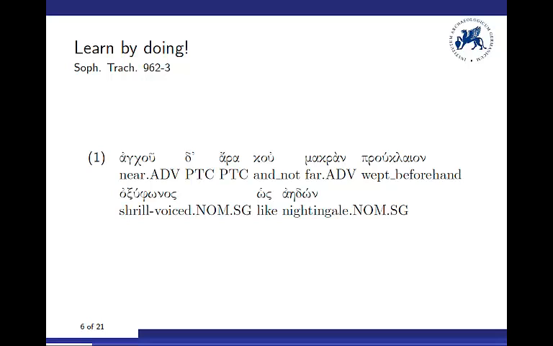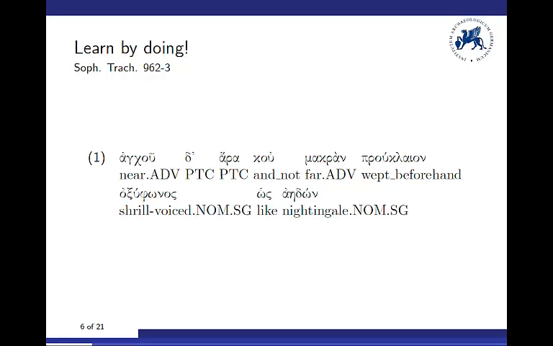And so right now they realize, they hear that Heracles is coming on the scene, and so they utter this sentence. They say: near and not far off, whatever it means, we wept beforehand like the shrill-voiced nightingale. And we will see how we can interpret this.